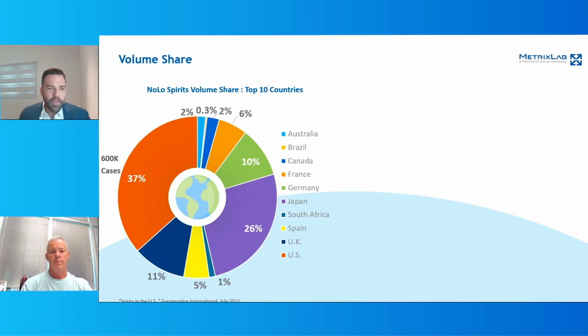You'll note next to the US at 37%, we've added in case sales. This is the representation of how many cases of NOLO spirits are sold in the US, the largest NOLO spirits market. But I think it's important to put into context what that 600,000 9-liter cases represents. It represents a very small fraction of the total number of spirits cases, in the hundreds of millions, that are actually being sold in the US. So it's still a largely undeveloped category relative to larger spirit categories.